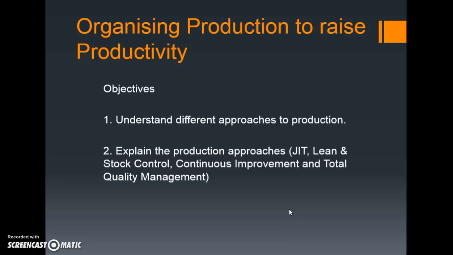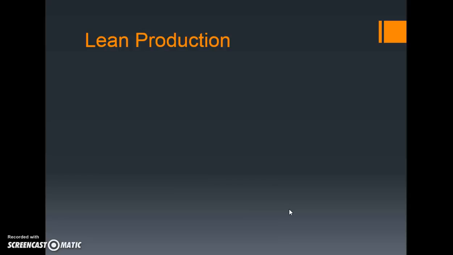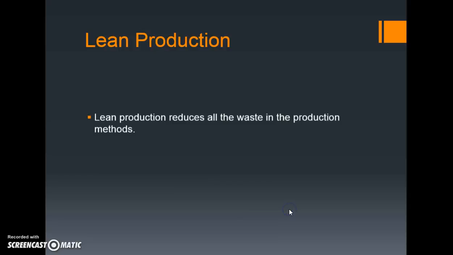So this time we're going to look at the different approaches to production, and particularly we're looking at these methods: JIT, just in time, lean production, stock control, the whole idea of continuous improvement, and total quality management. So first and foremost, we need to understand the concept of lean production. What lean production refers to is cutting back all the waste in the production. So anything that doesn't add value to the customer.